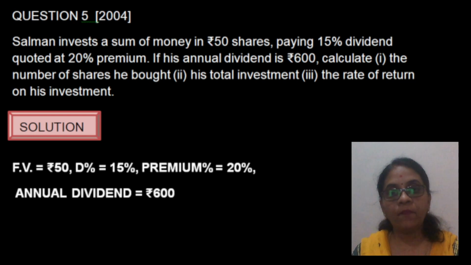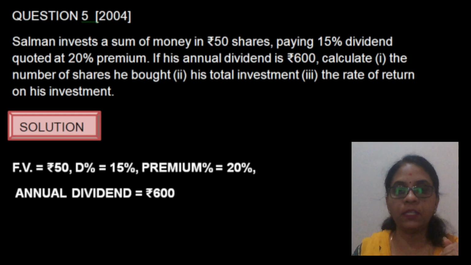It is given that he invests in rupees 50 shares, which means the face value is 50 rupees, paying 15% dividend, which means the dividend percent is 15%, quoted at 20% premium. Quoted at 20% premium means the market value of the share is above par, and it is a percentage.